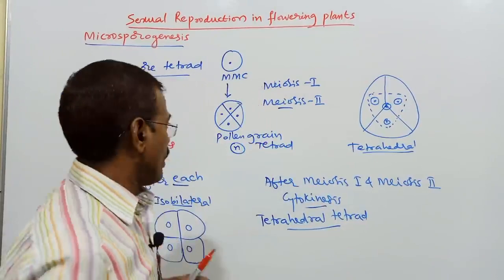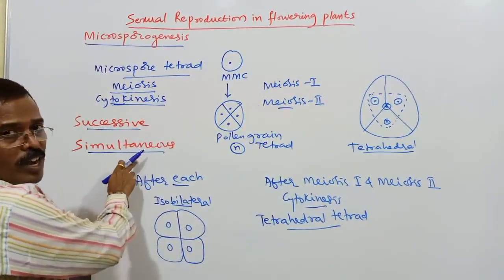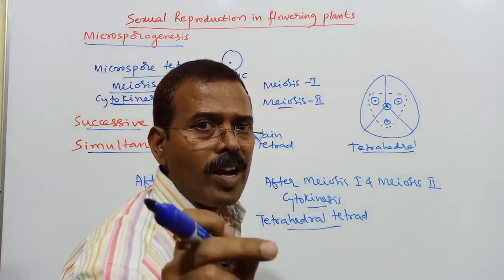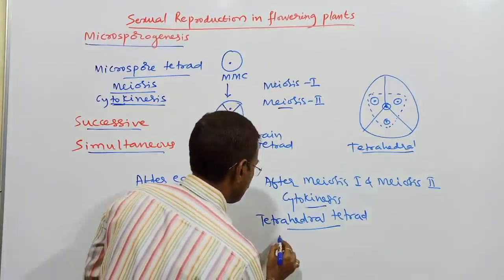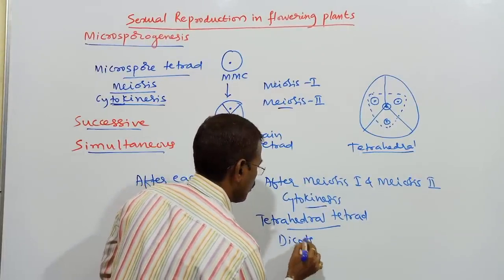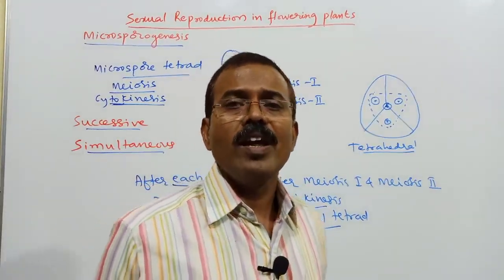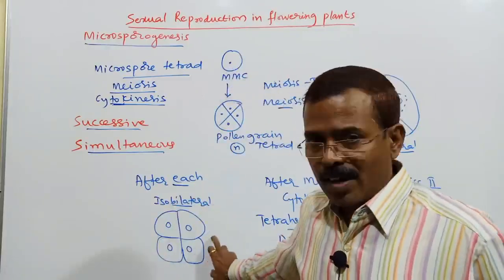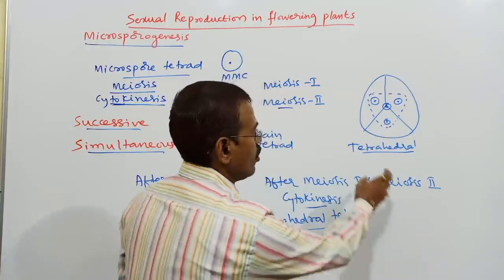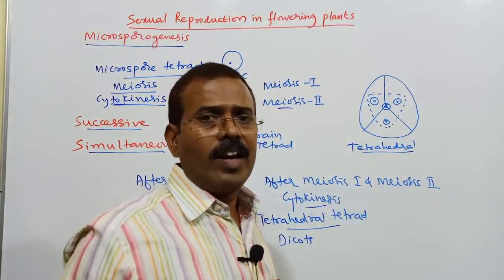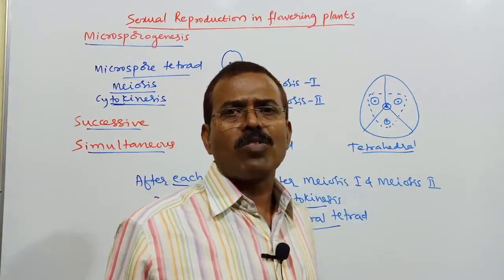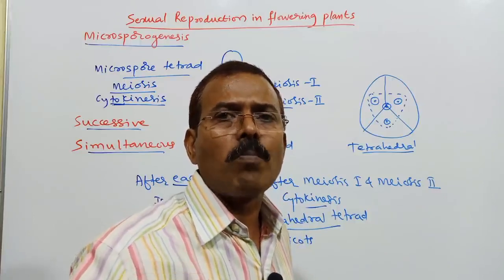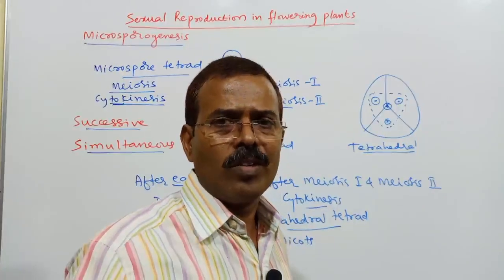Tetrahedral tetrad is formed after simultaneous cytokinesis. This is seen mainly in dicots. So in monocot we have isobilateral tetrad, and in dicot we have tetrahedral tetrad. Remember, these are the two main types of pollen tetrad or microspore tetrad which are formed after microsporogenesis. Keep it in mind.